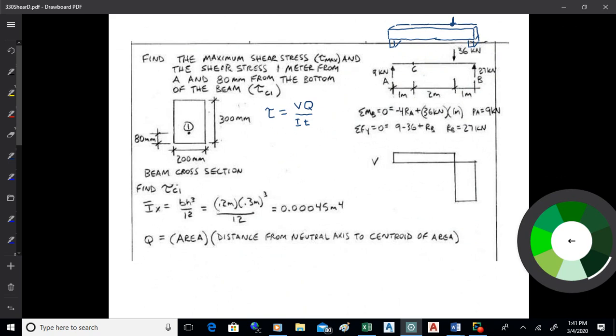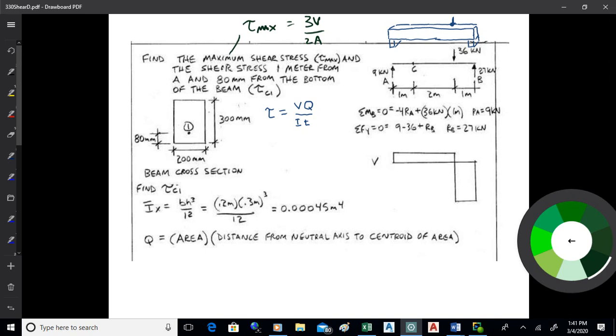All right, let's look at another example here. Let's find the shear stress in a couple different ways here. Let's find the maximum shear stress, which would be what? Tau max. That's a rectangular beam, so that would be 3/2 times the average shear stress. So let's go ahead and find that.